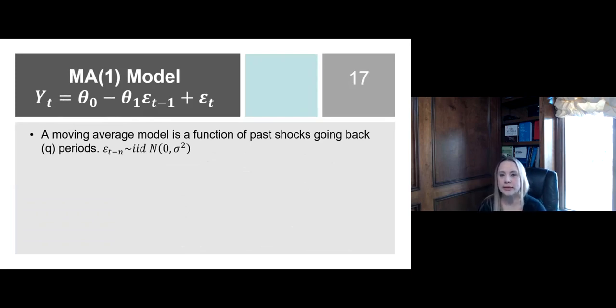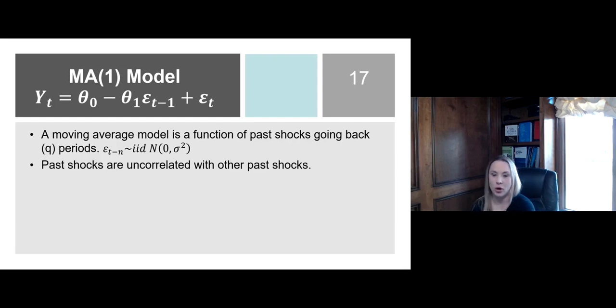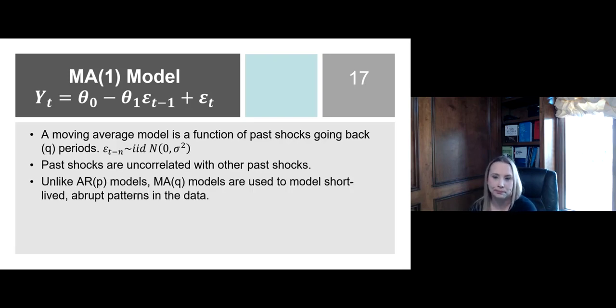So let's look at this moving average bit a little bit more. A moving average model is a function of past shocks going back Q periods, however many you go back. In this case, it could be eta sub t minus n, where n could be any given period or lag that we're looking at. Our past shocks are uncorrelated with other past shocks, and that is one of the assumptions we are making.